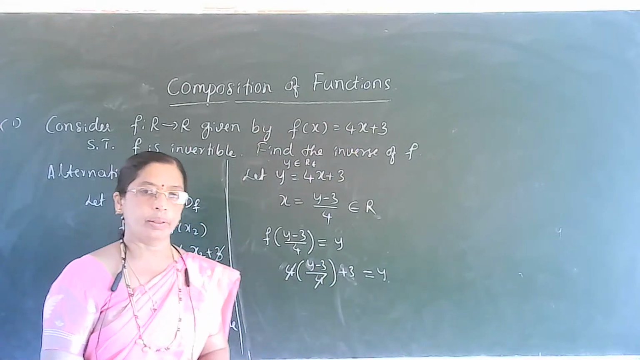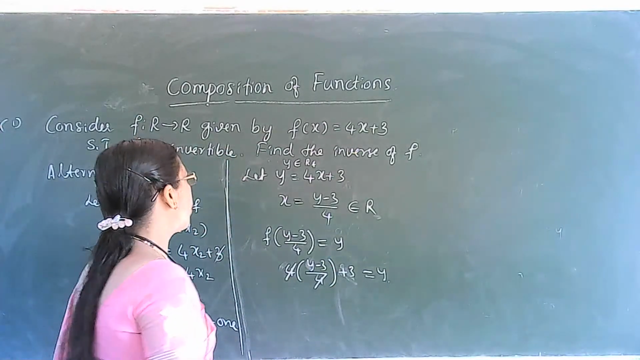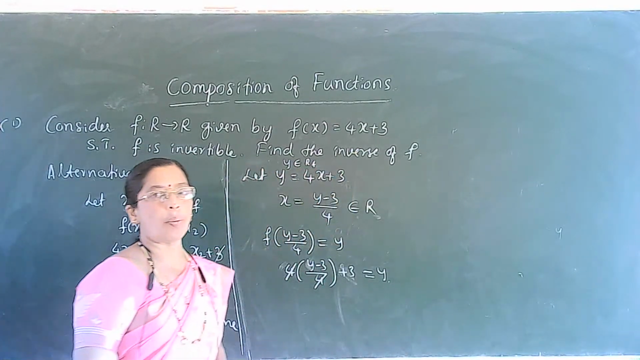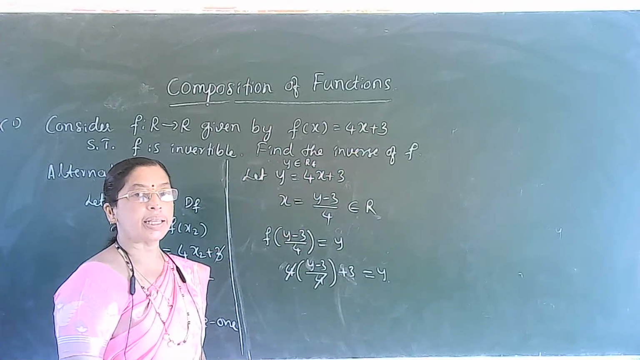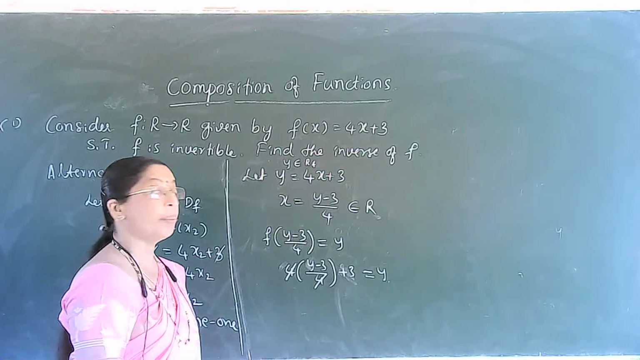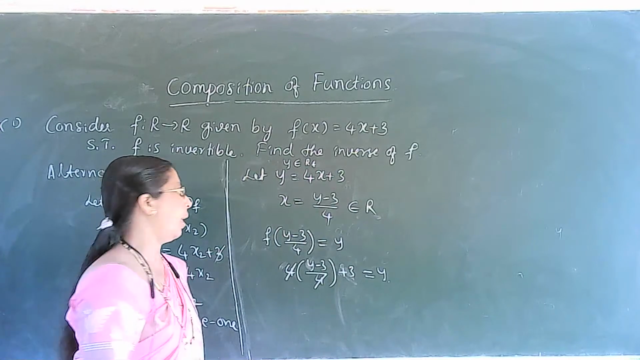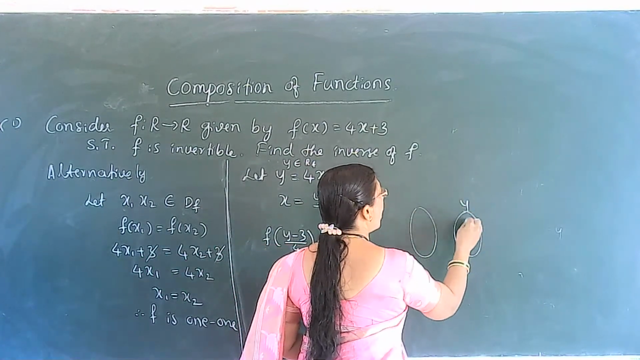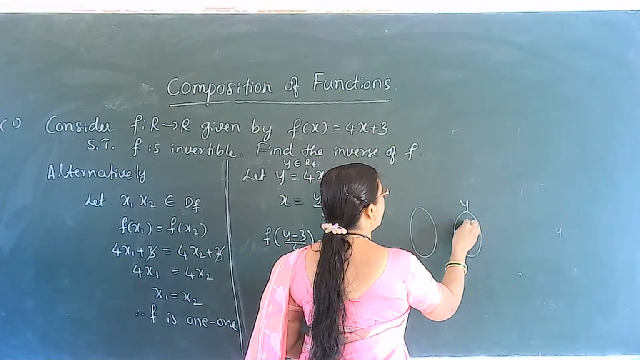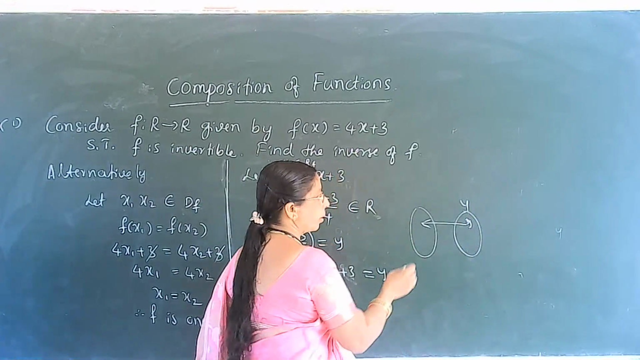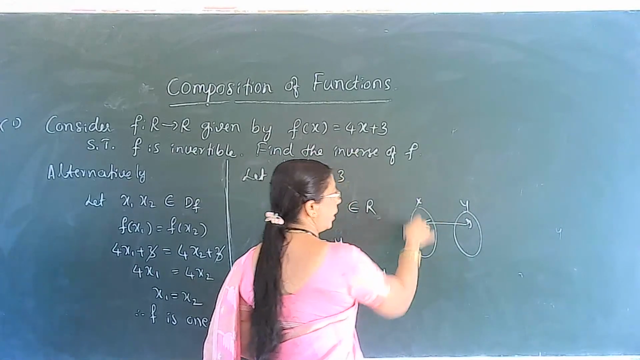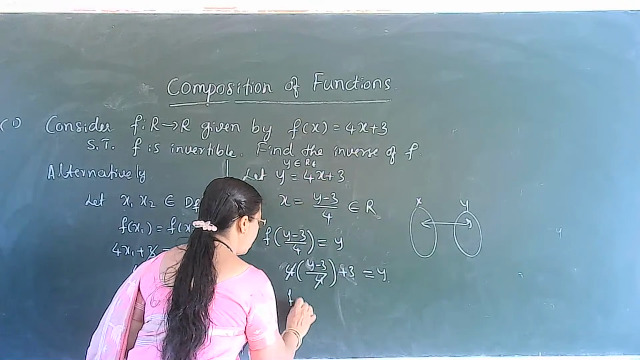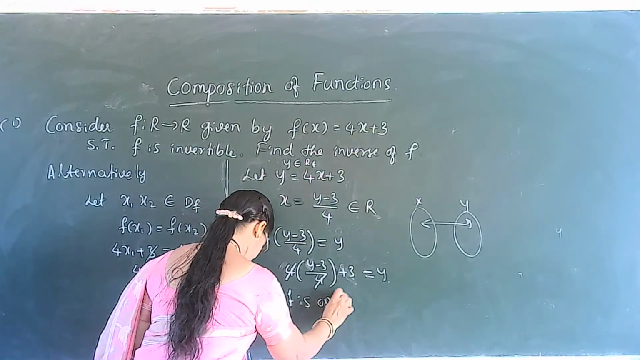every element of the range or codomain of f, every element of the codomain of f, there exists a pre-image in the domain X. For every element of Y, there will exist a pre-image in X. Therefore, the function is one-one. That is onto.